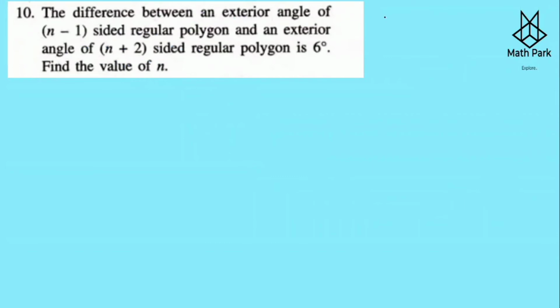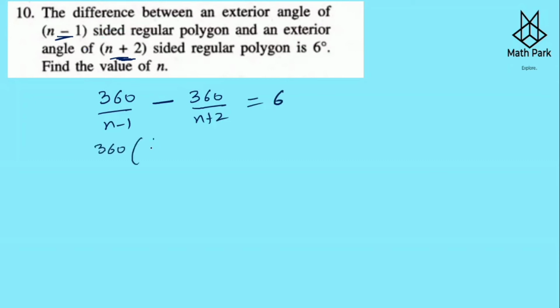So the sum of exterior angles is always 360. Each exterior angle of an n minus 1 sided polygon is going to be 360 divided by n minus 1, minus each exterior angle of a polygon with n plus 2 sides, which is going to be 360 divided by n plus 2, and this is equal to 6. Let us solve this equation. So we have 360 taken common here. We get 1 upon n minus 1 minus 1 upon n plus 2 is equal to 6.